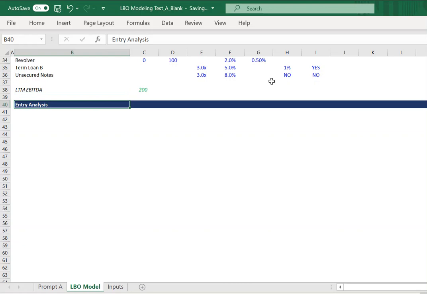All right, so next let's go over our entry analysis. This is where we're going to calculate our purchase share price, purchase equity value, purchase enterprise value. We'll do the FDSO calculations here, and we'll add in our sources and uses. So this is before we get to the projections, before we get to the pro forma balance sheet. This is what you're going to want to do first.